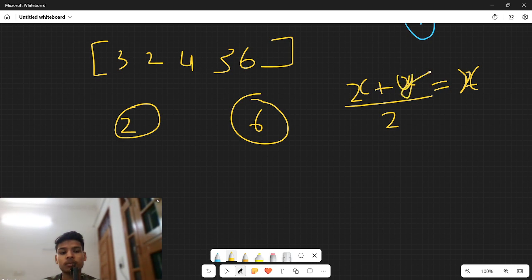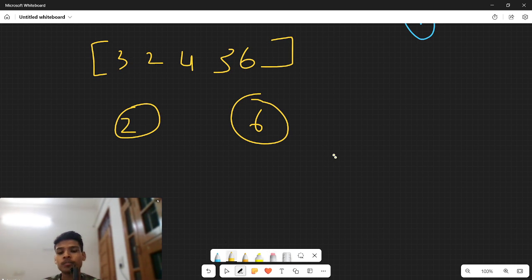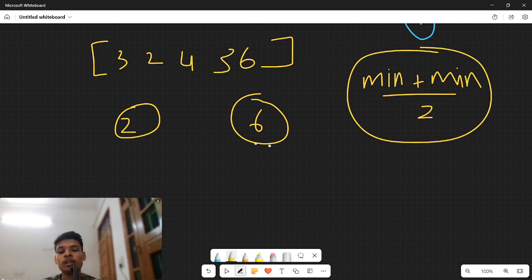Okay, right. So what number should I add to x, such that dividing it by 2 gives me x only? By solving this equation, you can see it will come out to x only, right? Which means the minimum number, if I add the minimum number once again and divide it by 2, gives me the minimum number only. So this will neglect the effect of the operation, which means I will simply add the minimum value itself in every operation and divide it by 2, and this will not affect my minimum value, right?